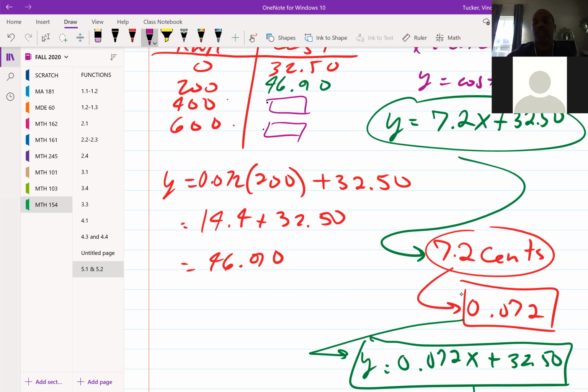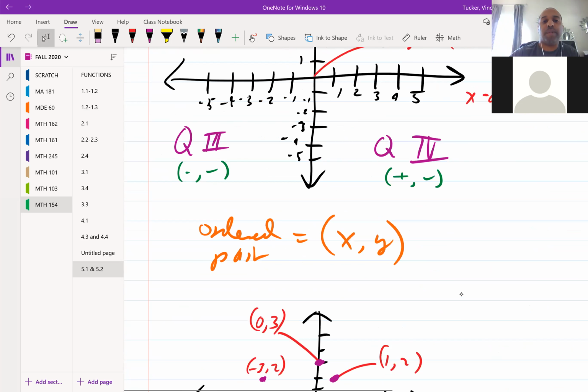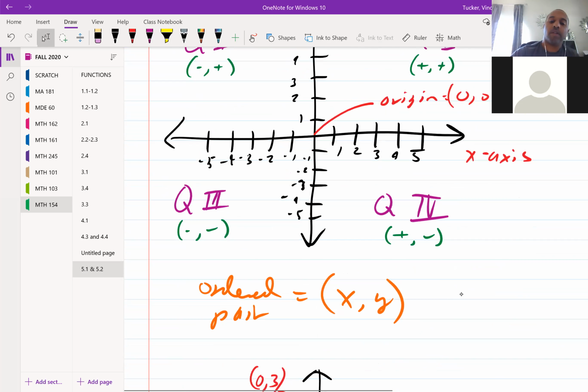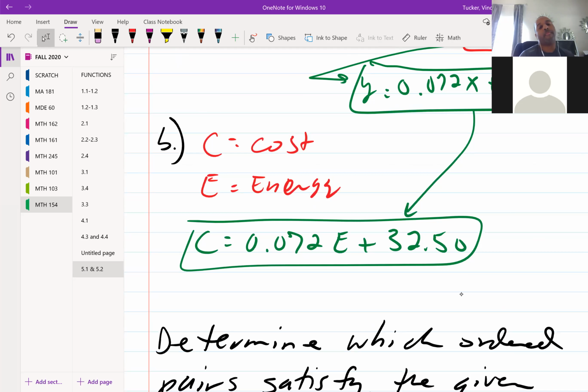All right, so then the next one did the same thing, going back to what we did for this one, when they give us the variables and tell us to write the equation. So they give us C for cost and E for energy. And so just go with what you already did. We multiplied the energy times the 0.072. So that's 0.072E plus the 32.50. And that's how we figured out our cost.